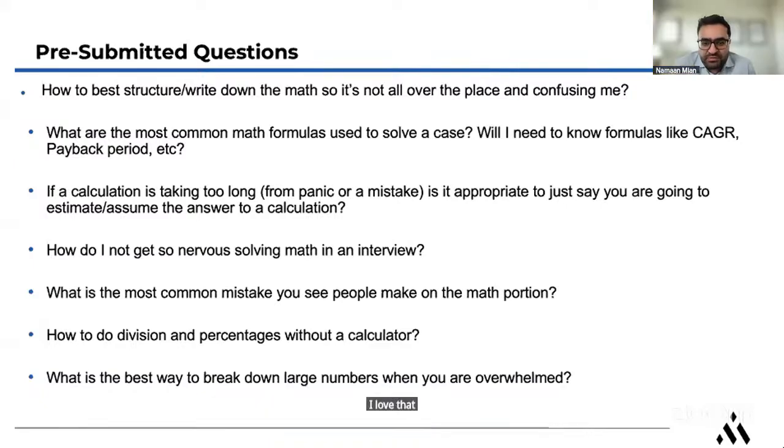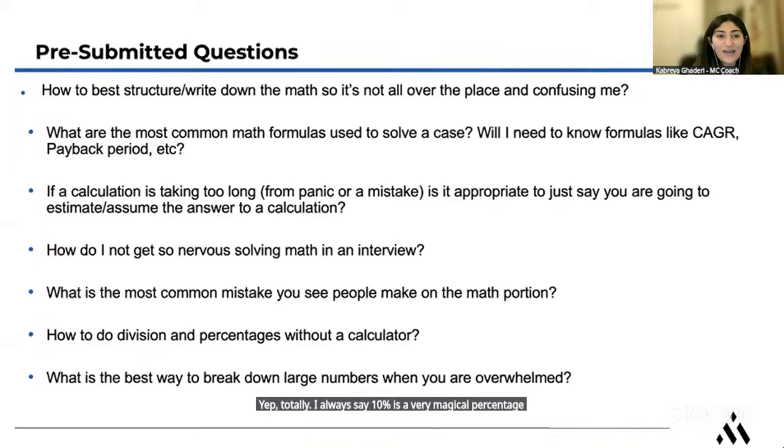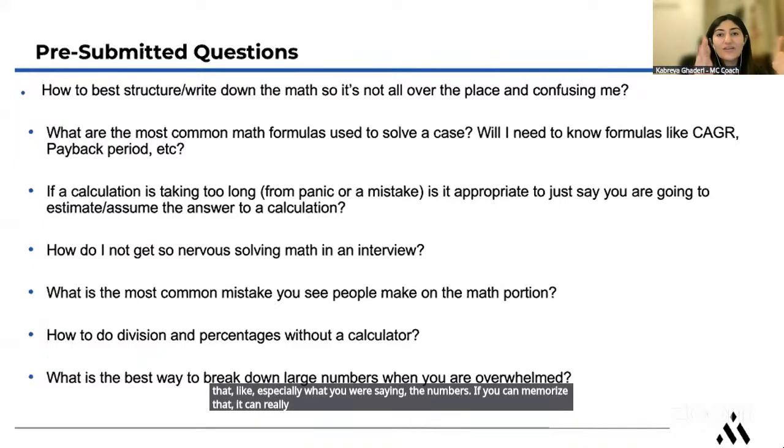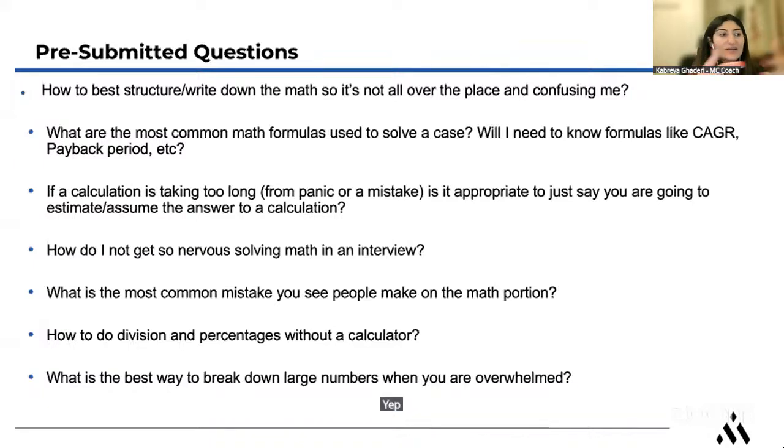I know for me, if you ask me 75% of 32 million, okay, great. 50% is 16, 25% is 8, add them together. Exactly. So lots of little tips and tricks you can practice and not have to have the entire spectrum of the numerical universe memorized. Yep, totally. So I always say 10% is a very magical percentage if you can know that. If you can memorize that, it can really help you chunk math into really easy calculations and add them all together. Absolutely.